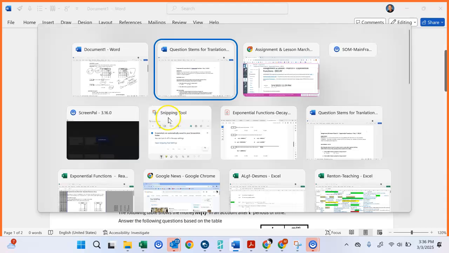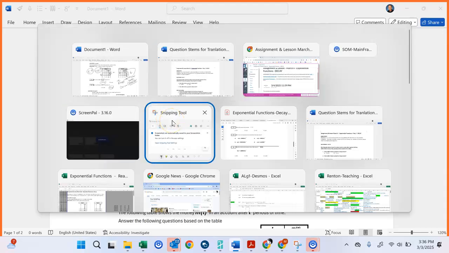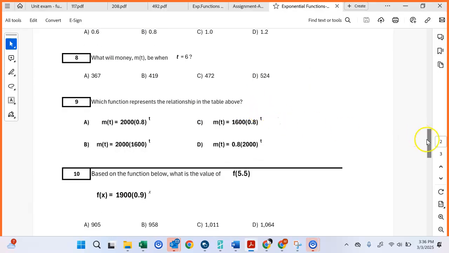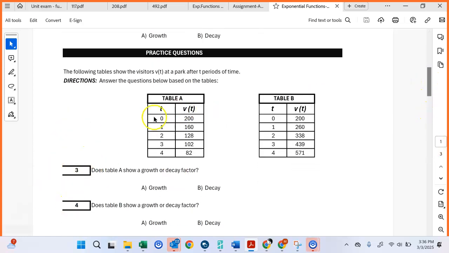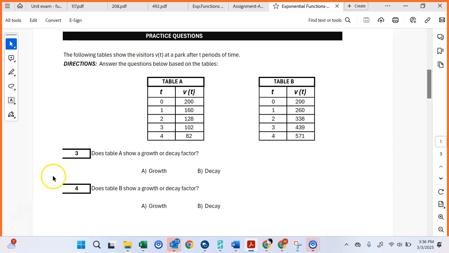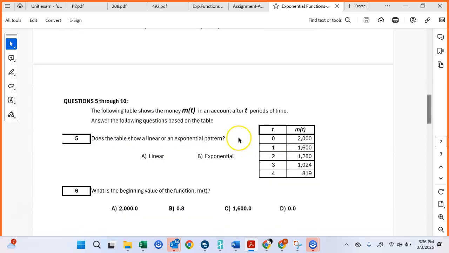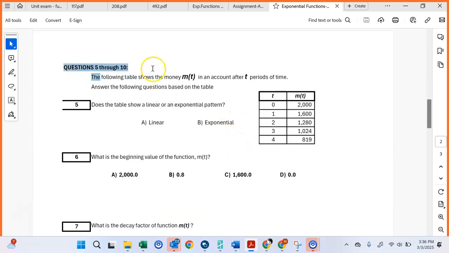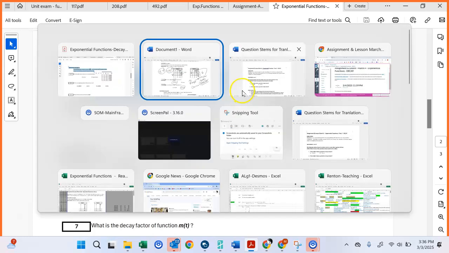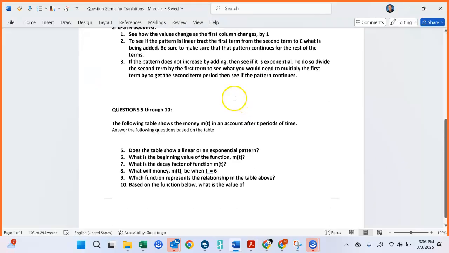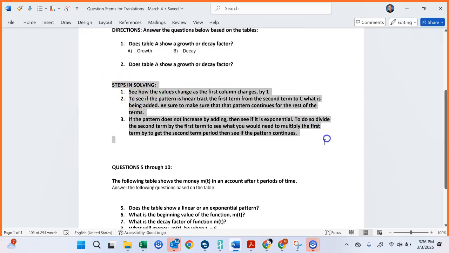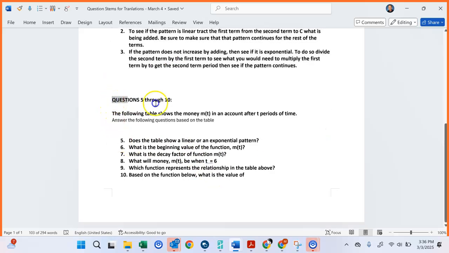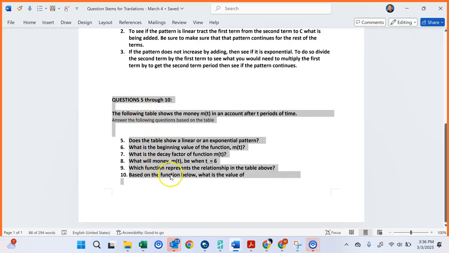Now, what I'll let you do for the assignment is now you can practice questions 3 and 4. Use these two tables here and go ahead and get those, okay? So the next thing we're going to do is we're going to look at questions 5 through 10. So make sure you go to the translation and look at, first of all, I want you to read the steps in solving for 5 through 10, and then also read that. And these are the question stems, okay?